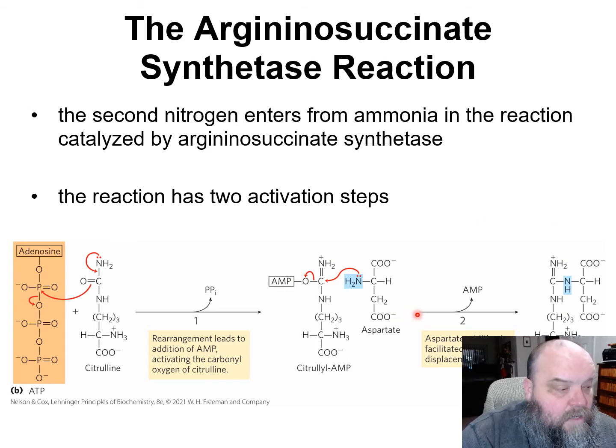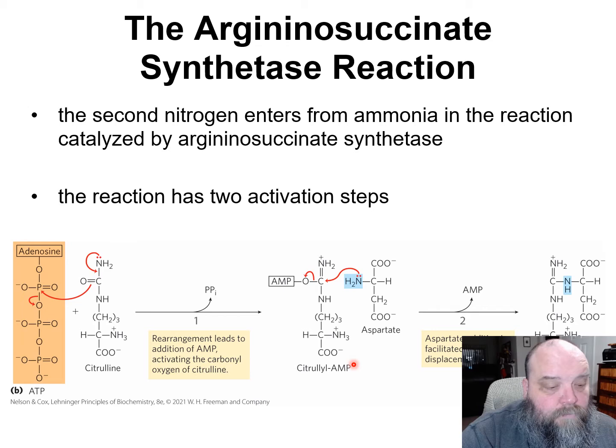So what we're looking at here: ATP, adenosine triphosphate. The 2 terminal phosphate groups are cleaved off, and this carbon right here with the carbonyl, this second bond here, is now going to make a nucleophilic attack on that phosphate. So now you have what is referred to as citrulline AMP.